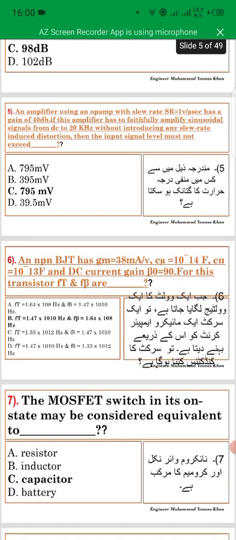An amplifier using an op-amp with slew rate SR equal to 1 volt per microsecond has a gain of 40 decibels. If this amplifier is to faithfully amplify a sinusoidal signal from DC to 20 kHz without introducing any slew rate induced distortion, then the input signal level must not exceed 95 mV.